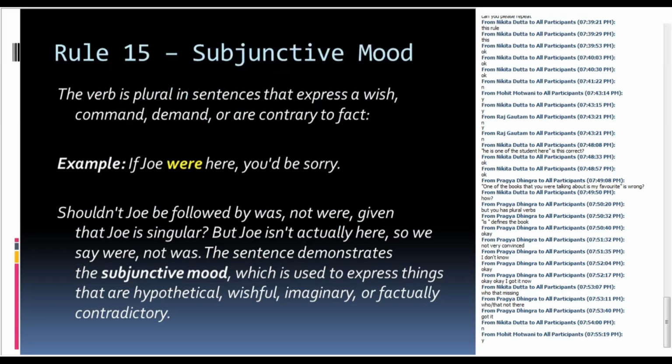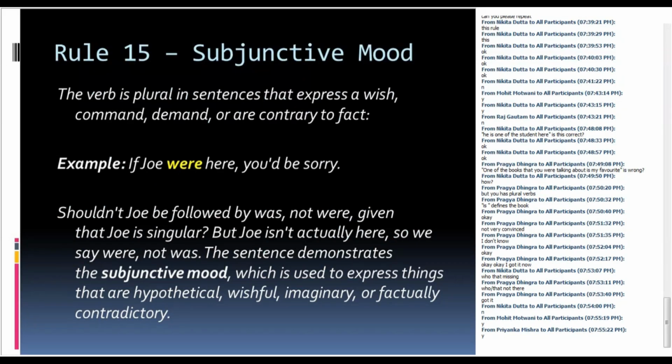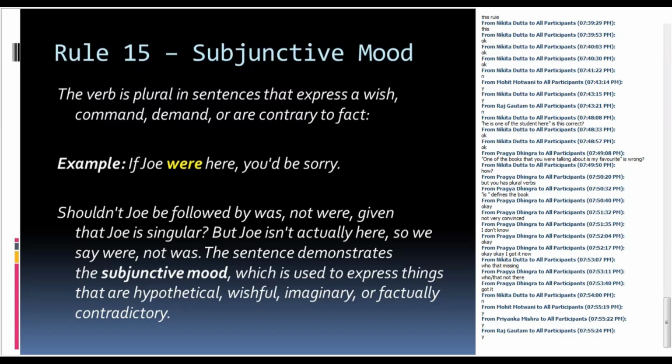Number 15. I think this is the second last rule. There is something called the subjunctive mood. Whenever you frame sentences and your sentence expresses a wish, it gives a command, it places a demand, or it states something which is contrary to fact.